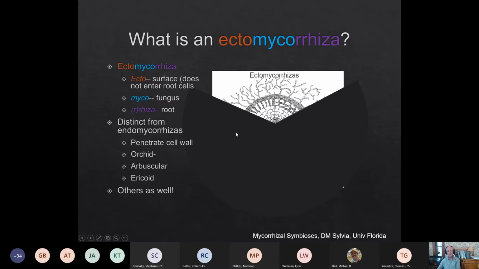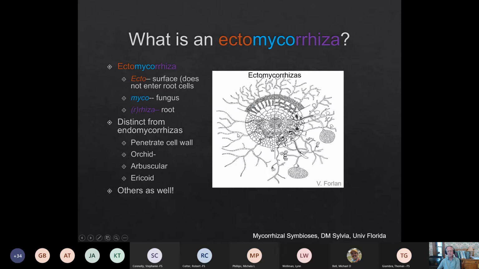And these ectomycorrhizas are distinct from endomycorrhizas, the old term, which are mycorrhizas that do penetrate the cell wall of a root, making coils and vesicles and other features within them. Arbuscular mycorrhizas, orchid mycorrhizas, and ericoid mycorrhizas are three important examples, but there are some others as well.